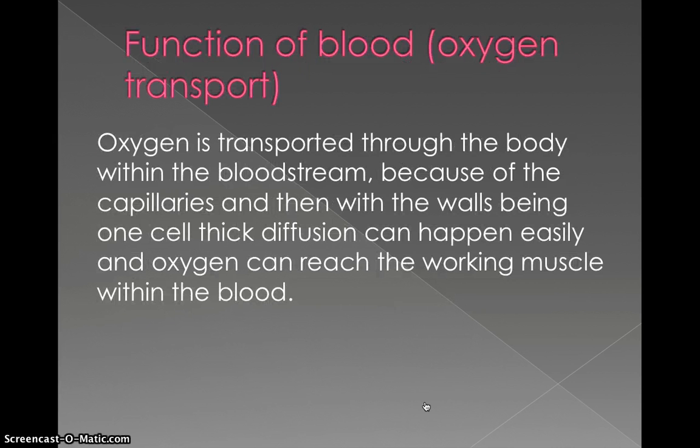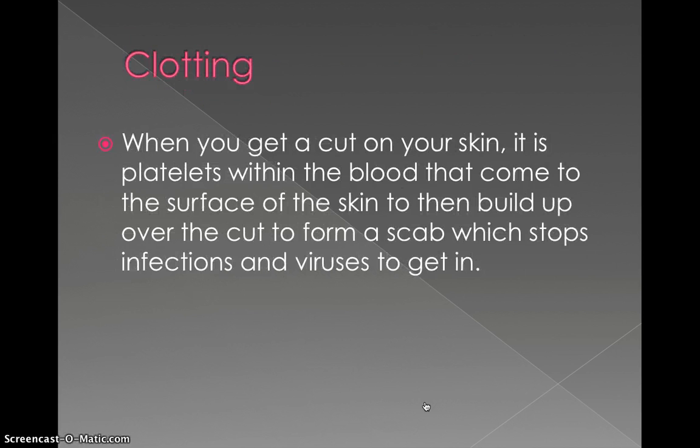Function of blood. Oxygen transport. Oxygen is transported through the body within the bloodstream. Because the capillary walls are one cell thick, diffusion can happen easily and oxygen can reach the working muscles within the blood.